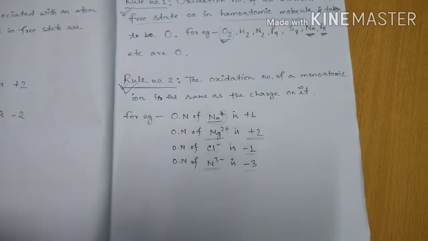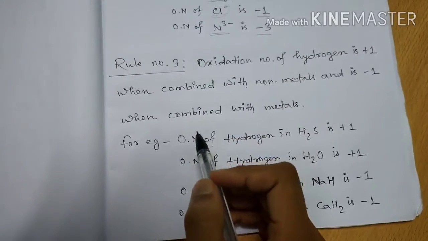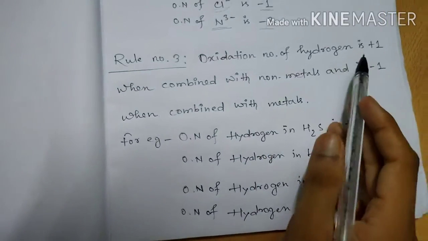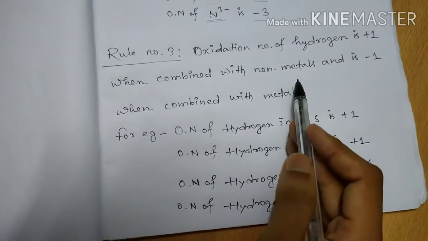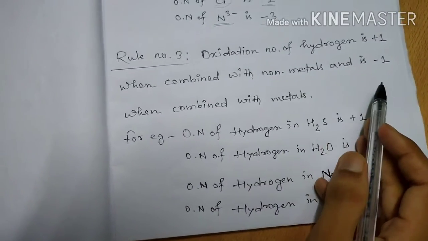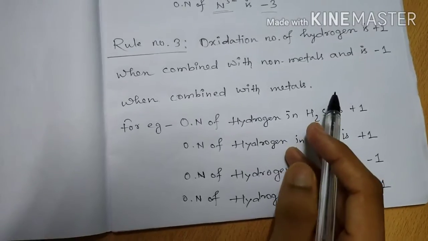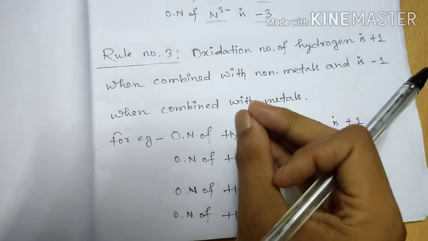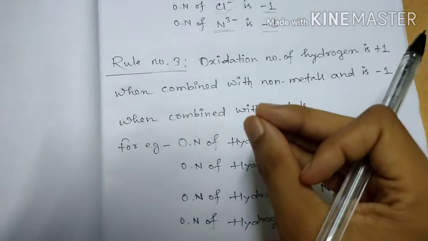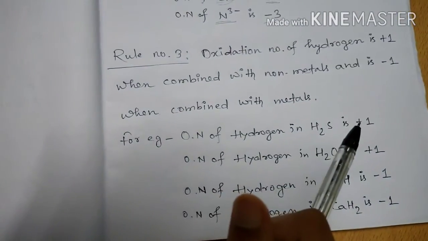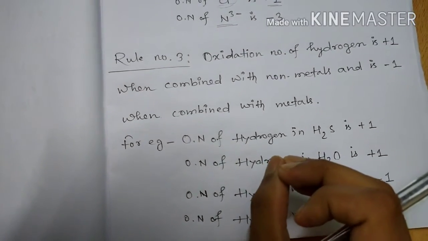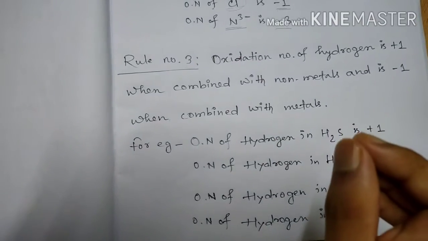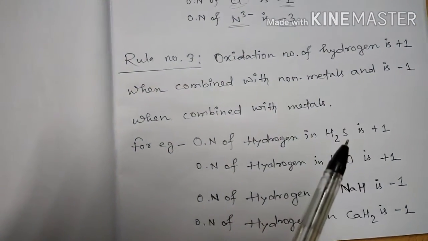Now come to rule number 3. Now see rule number 3. The oxidation number of hydrogen is +1 when combined with non-metals, and is -1 when combined with metals. That is, when hydrogen is combined with non-metals, the oxidation number of hydrogen will be +1, and when hydrogen is combined with metals, the oxidation number of hydrogen will be -1.